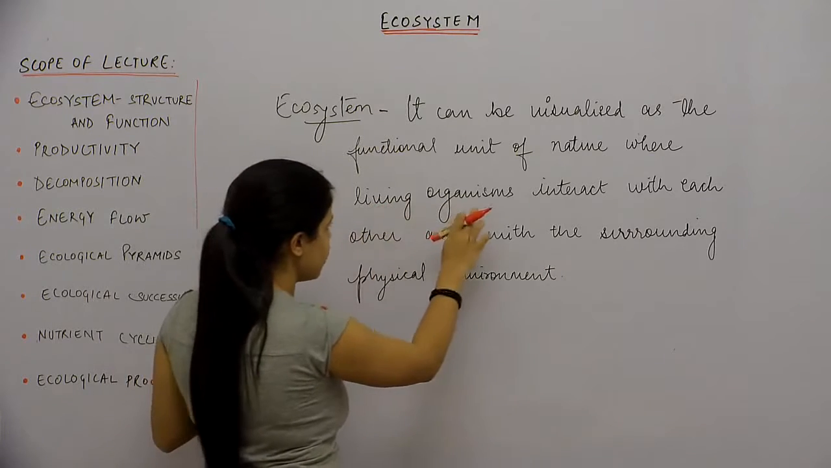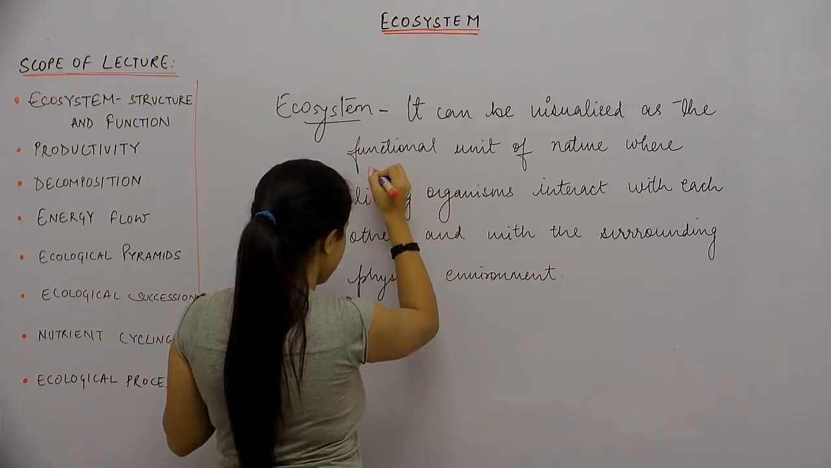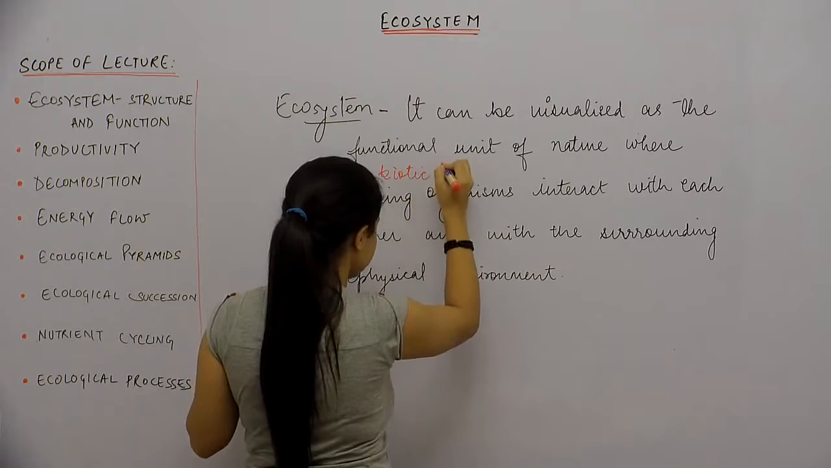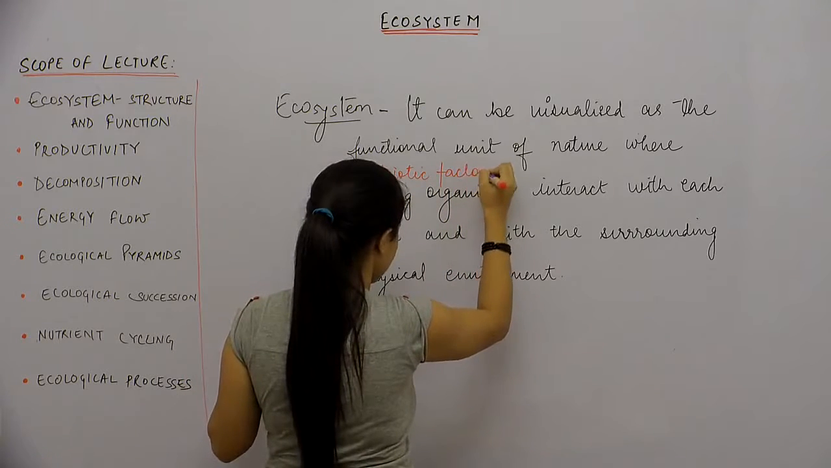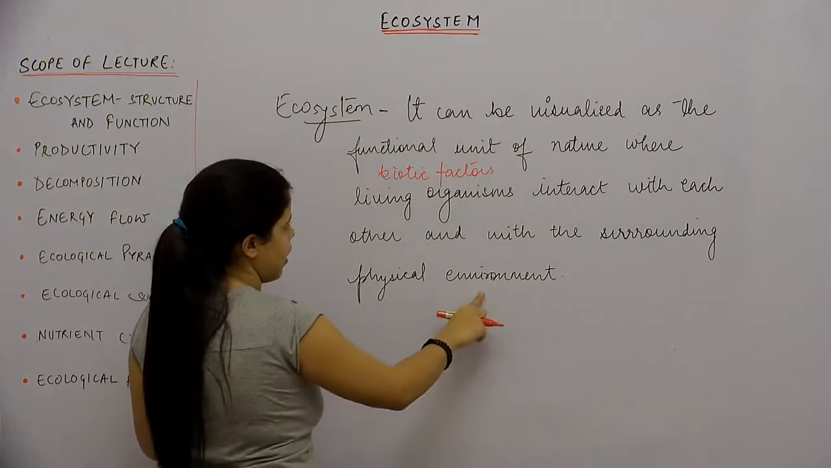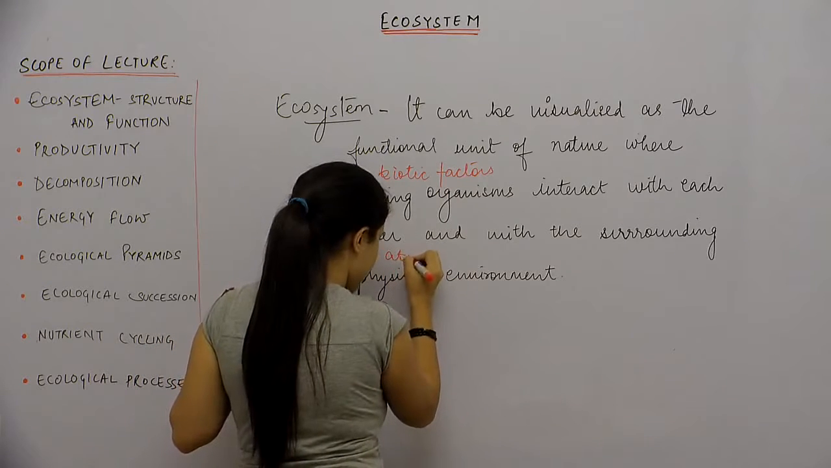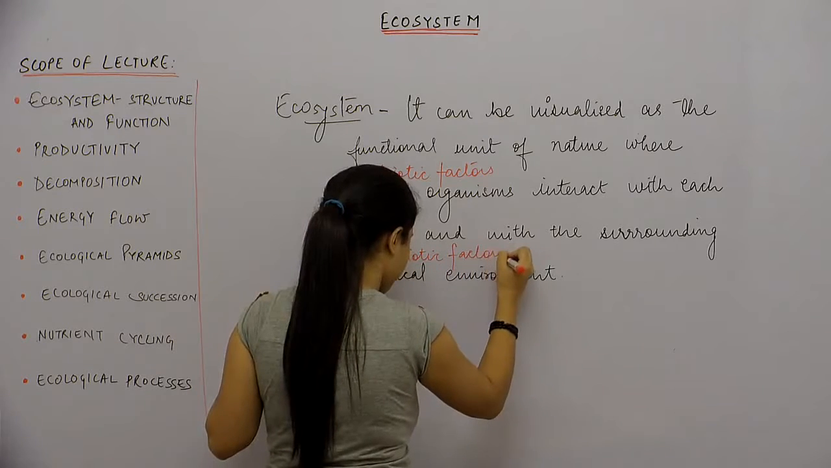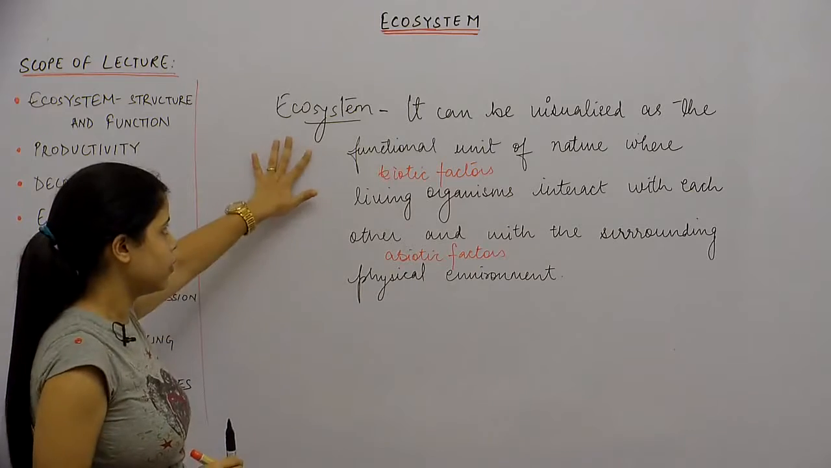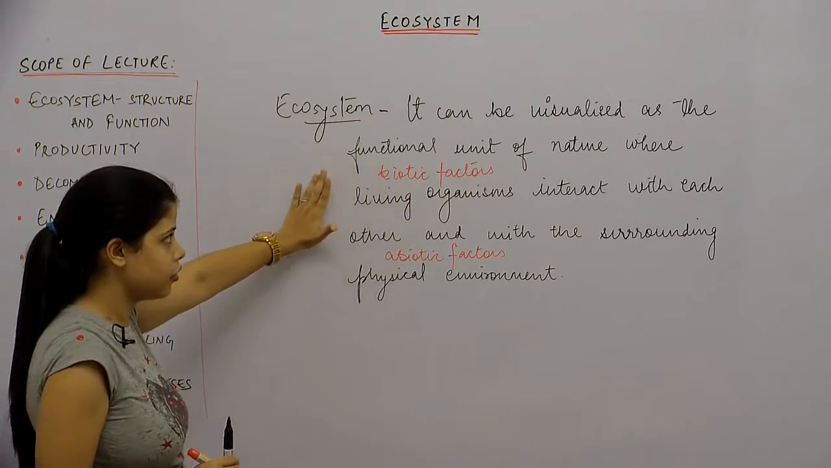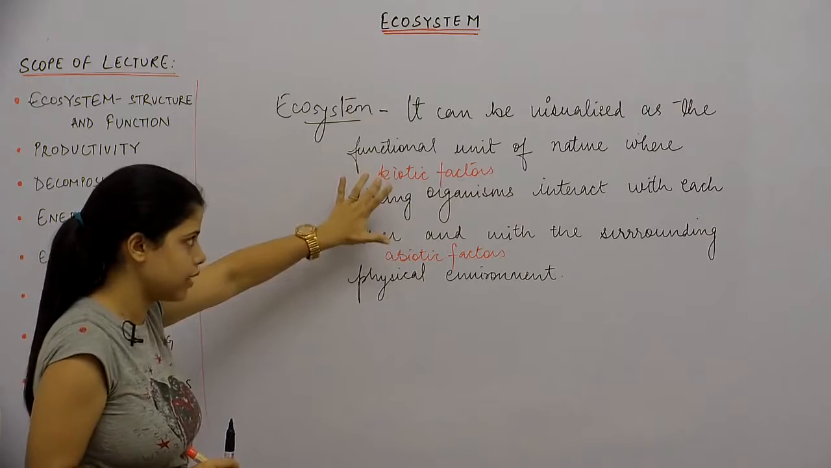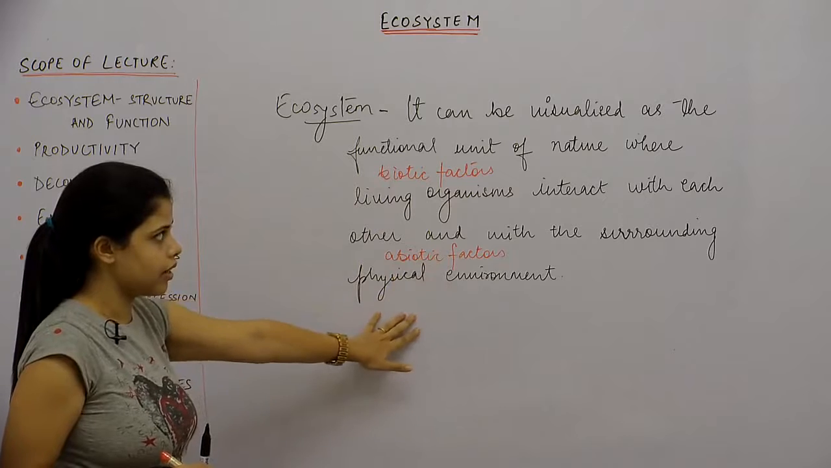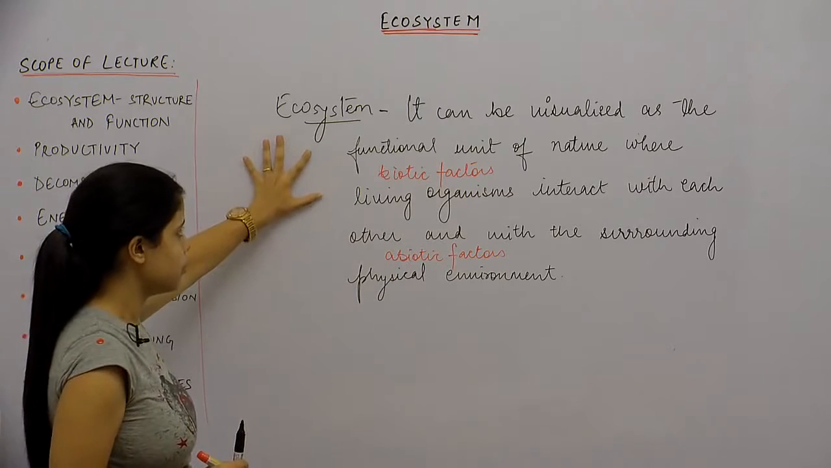Here, the word living organisms can also be termed as biotic factors, and the physical environment can also be termed as the abiotic factors. So, you can also define ecosystem as the functional unit of nature where biotic factors interact with each other and with the surrounding abiotic factors, right? So this is what ecosystem means.